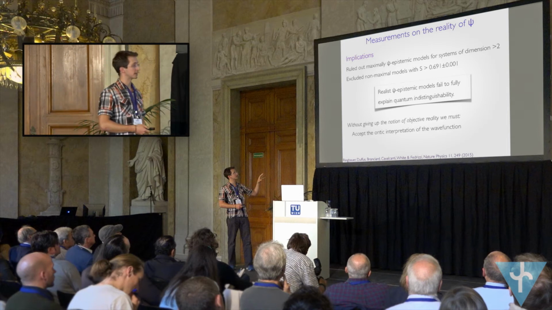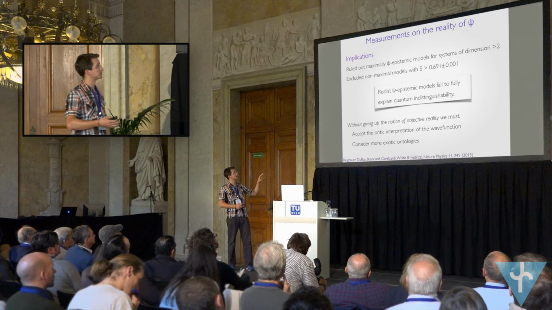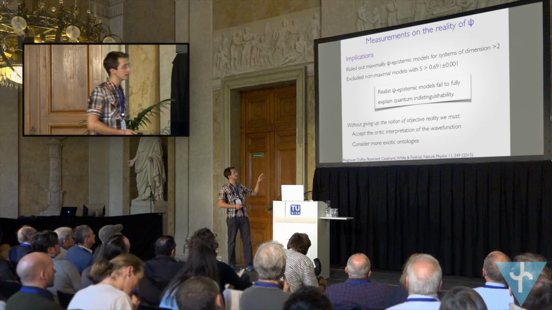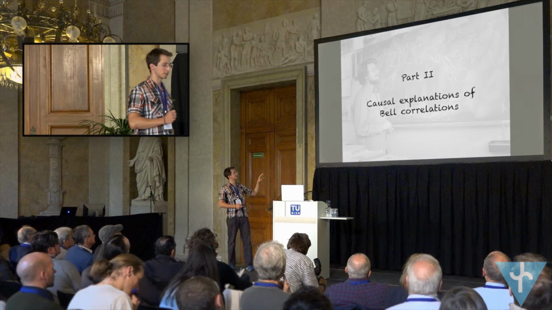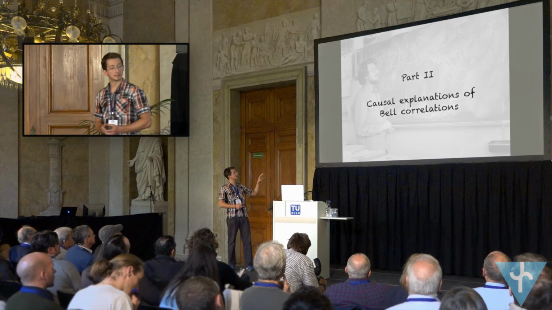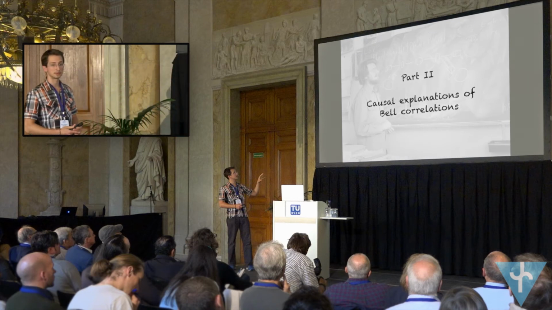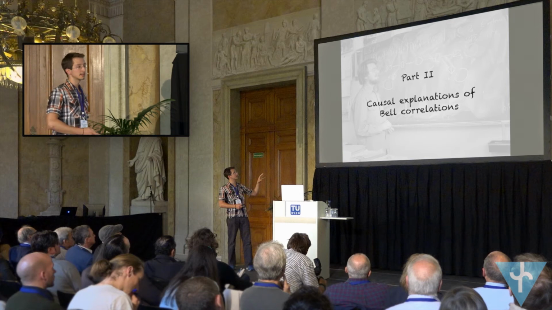And yeah, Matt already mentioned that we can now either go to an ontic wave function if we want to maintain realism, or go to some more exotic ontologies. And these more exotic ontologies are actually part of what I want to talk about next. So that's some of our most recent results on local hidden variable models.